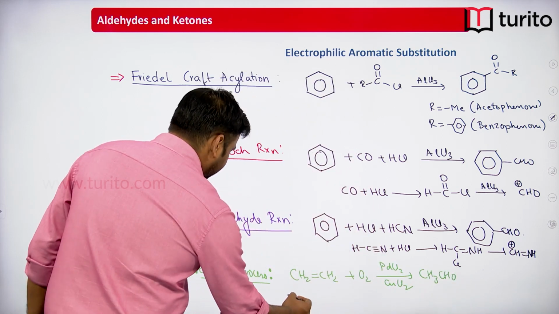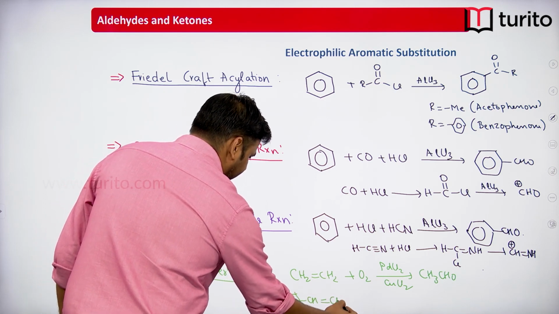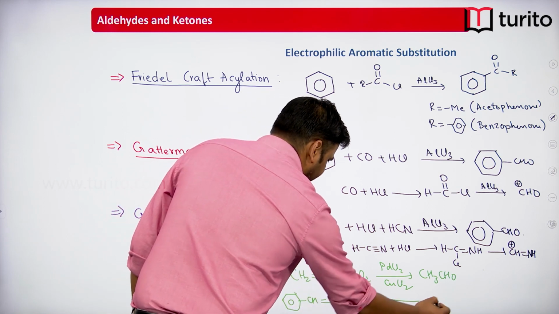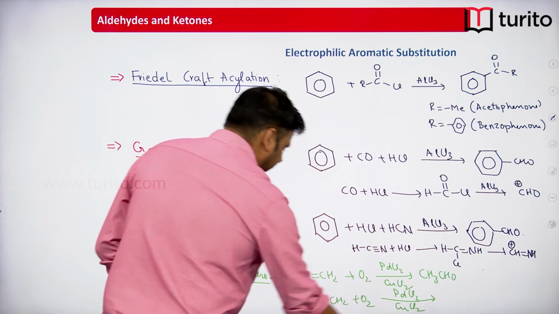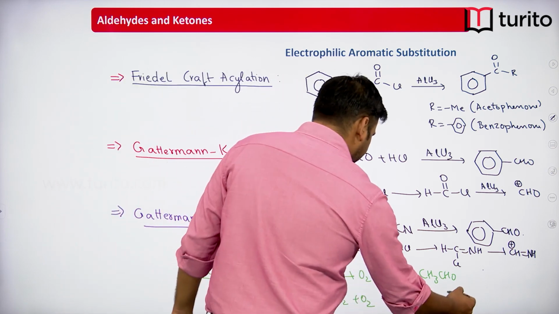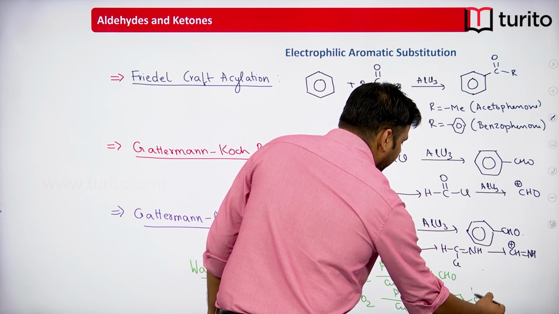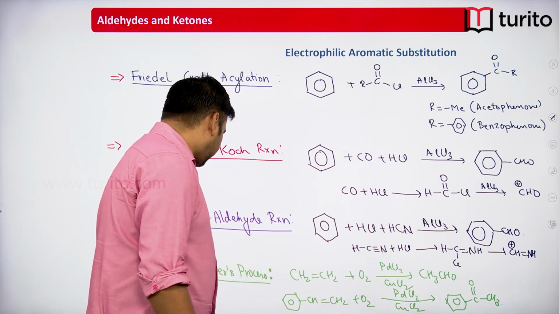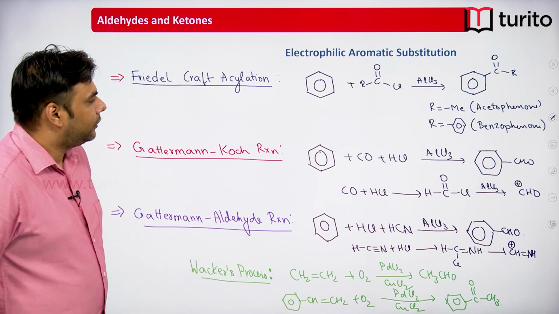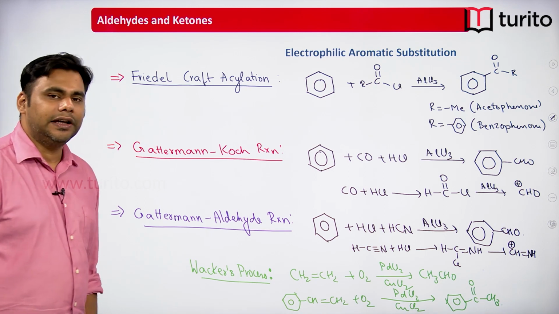If you are taking any alkene like this, suppose you are taking styrene, you are reacting it with O2 in presence of PdCl2 and CuCl2. So in this case we form a ketone, we form acetophenone. Okay, so this is an example of Wacker's process. These are the few reactions through which we can prepare aldehydes and ketones.